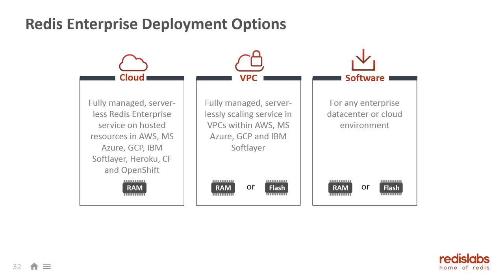And the last one is Redis Enterprise software. Redis Enterprise software is the only commercially available downloadable software for Redis. You can download it from our website and deploy it wherever you want, in any data center, in your private data center, or on cloud or anywhere. It can run anywhere. It can even run on your PC or laptop.